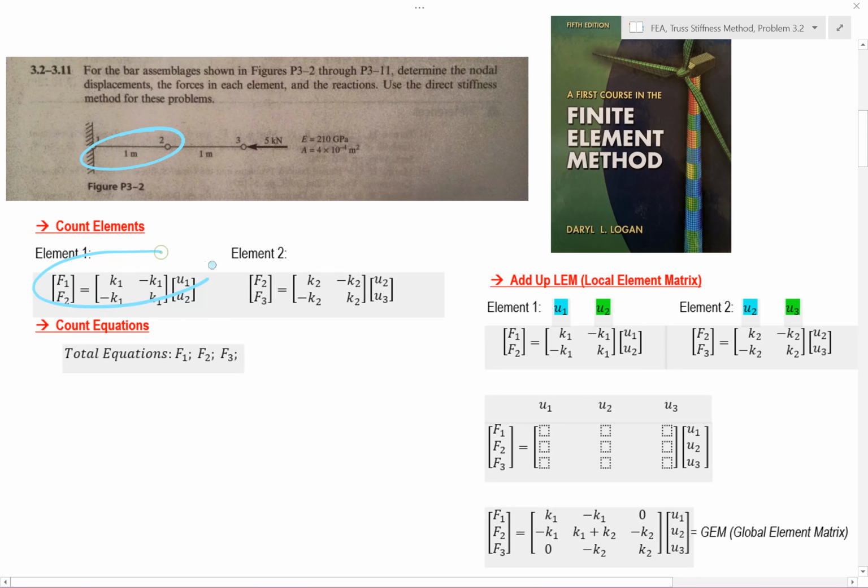This represents element 1. This represents element 2. Okay, so I know I have a 2 local element matrix here.